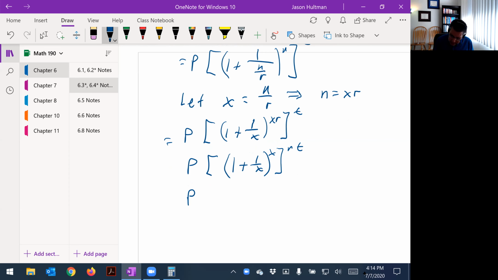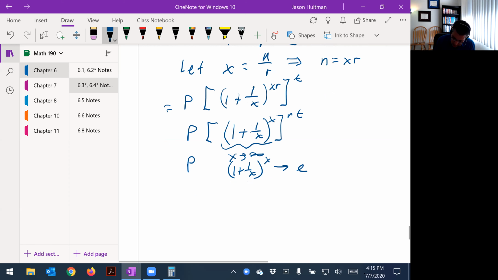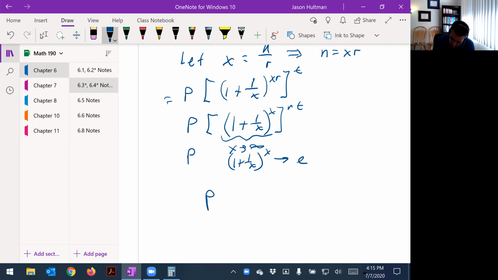But what is this thing as X goes to infinity? As my number of compounding intervals goes to infinity, as X goes to infinity, then what's the limit of this thing? That thing just goes to E. Then 1 plus 1 over X to the X goes to E. Does that make sense? And so P is E to the RT. That's my PERT account.